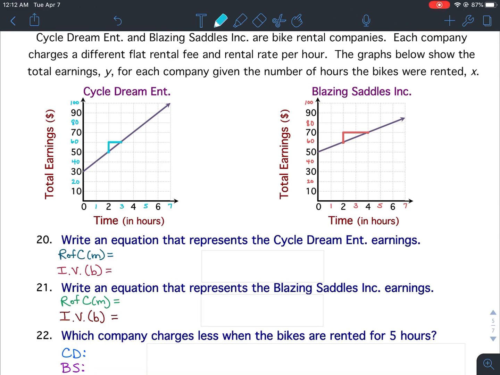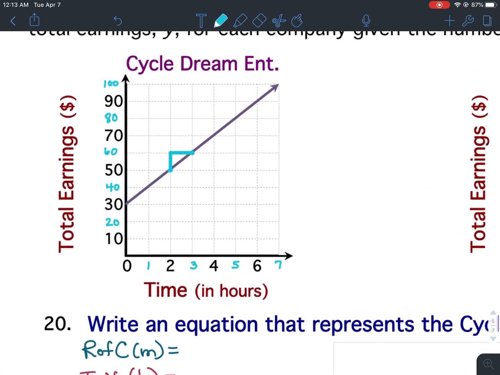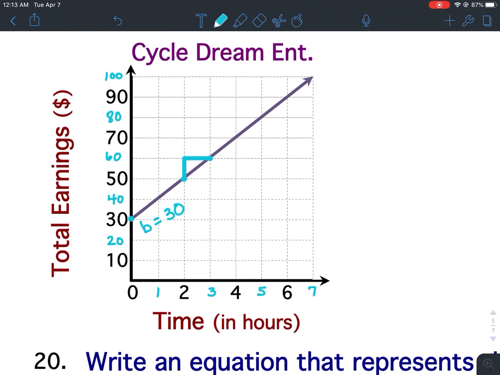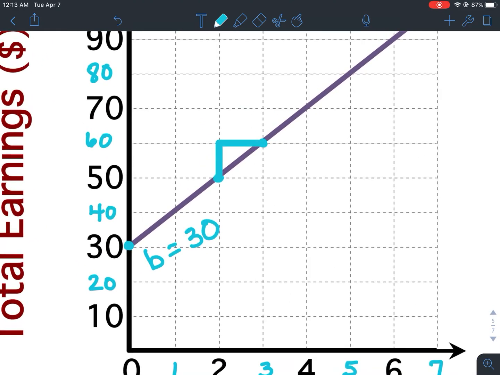Questions 20 and 21 want us to write an equation for each company. And then question 22 wants us to compare the two when the bikes are rented for 5 hours. So we're going to start with question 20 where it says write an equation that represents the Cycle Dream Enterprise earnings. Well, to write an equation, we must find the slope and the y-intercept. So the y-intercept is the easiest to see. It's where the graph touches the y-axis. So right here would be our y-intercept. So b equals 30.